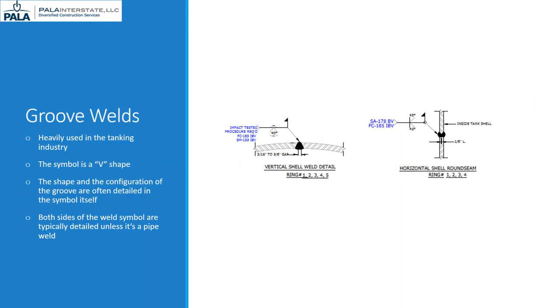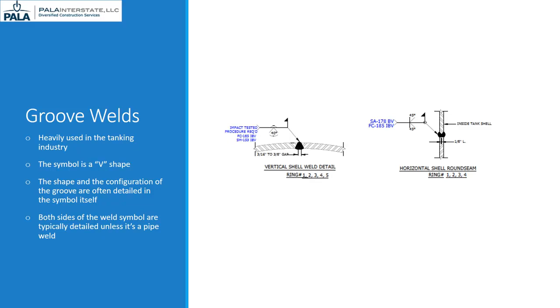Groove welds are the workhorses of the tank industry. They are found in the shell, annular rings, pipe welds, nozzles, and a variety of other locations. The groove weld symbol is a V shape with the opening pointing away from the reference line. The shape and configuration of the groove will oftentimes be detailed in the mouth of the V and how it is drawn, if it's important.